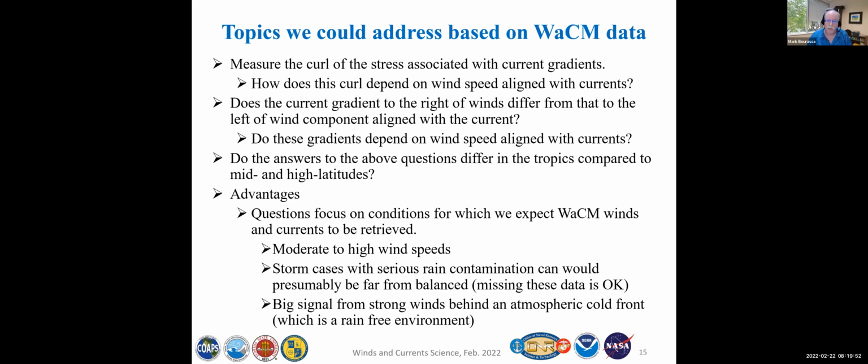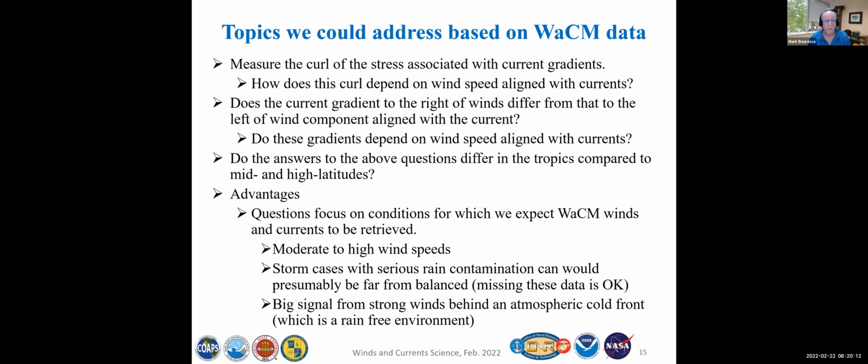So that's not a bad thing either. And if we're looking at storm systems, behind them we tend to have a colder atmospheric air mass, which is rain-free and has high winds. So looking at higher latitude environments, we'll certainly get cases where we can test that. And I'm really interested to see how much this would be important in the tropics as well.